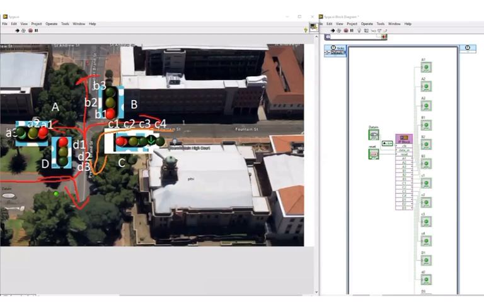On state number 5, B and D are green for 9 seconds, meaning B3 and D3 are equal to 1, and A and C have to be red, meaning A1 and C1 are equal to 1.